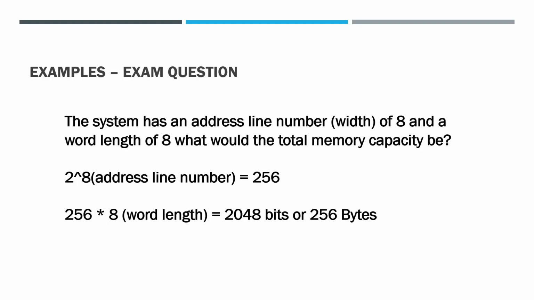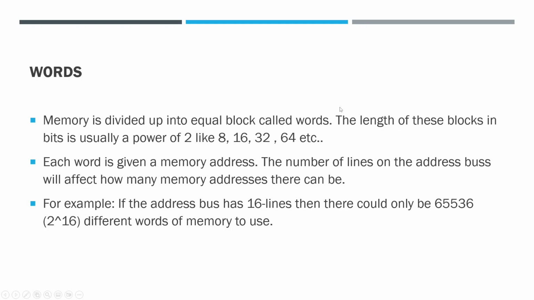So here's an exam question style. The system has an address line number width of 8 and a word length of 8. What would the total memory capacity be? Right, so what you've got to understand here is the word length. Remember this from before, we went all the way back up to here, because you've probably forgotten all that. Word length is how many bits are in each block of memory.